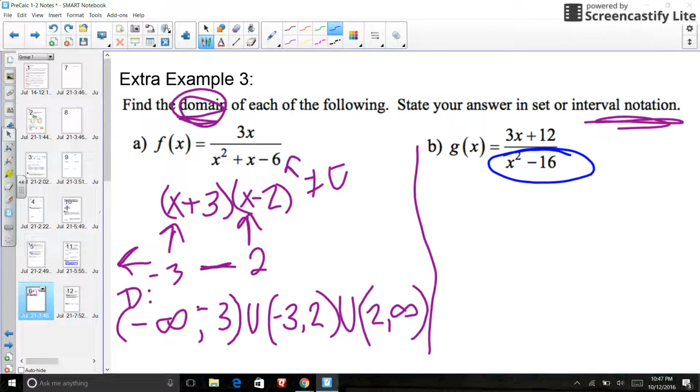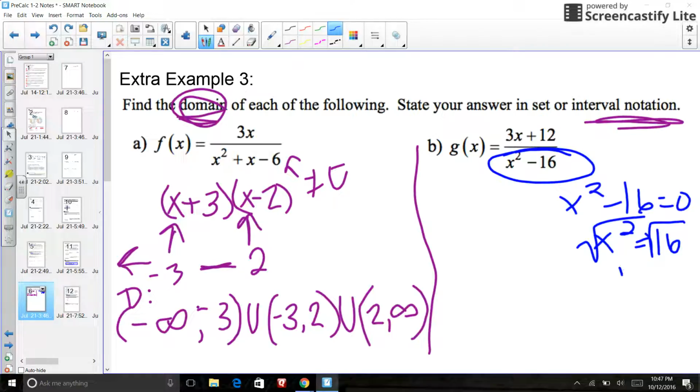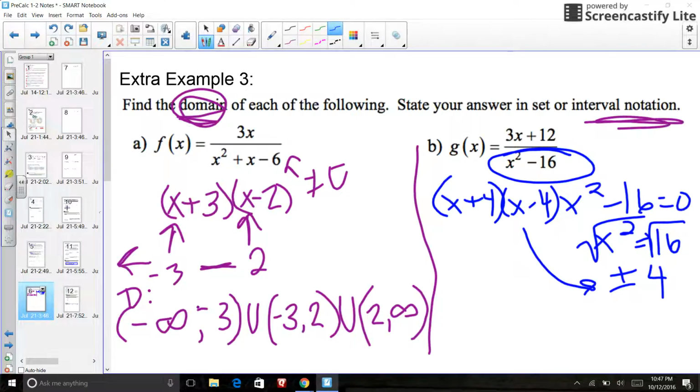So x squared minus 16. You could think of that 2 different ways. You could just set that equal to 0, and so you could do x squared minus 16 equals 0. So therefore, x squared equals 16. So plus or minus 4. Now, you could do it that way. Most of you probably didn't think of doing it that way. You probably broke it into x plus 4, x minus 4. But does that give you the same domain restrictions as you got right here?